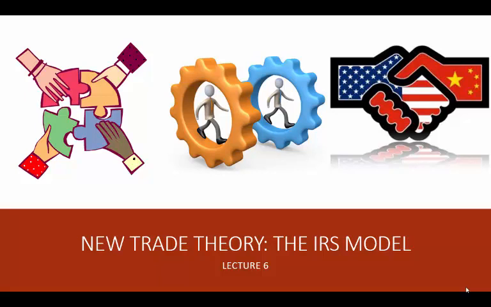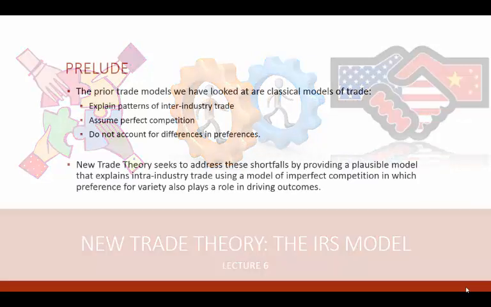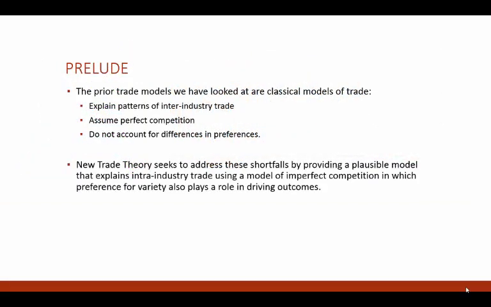This lecture is on the new trade theory, which is also called the increasing returns to scale or IRS model of trade. The models we've looked at previously, the Ricardian model, the specific factors model, and the HO model of trade, have been the workhorse of trade theory and have been the main basis for gains to be made from engaging in unrestricted free trade.